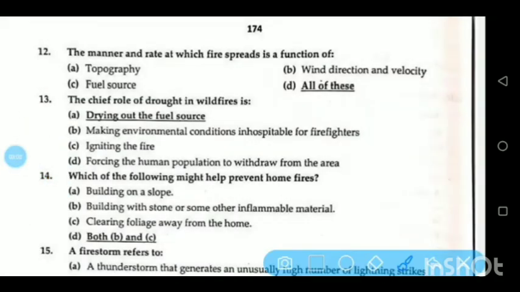The manner and rate at which fire spreads is a function of all of these: topography, wind direction and velocity, and fuel source. The chief role of drought in wildfires is drying out the fuel source. Which of the following might help prevent home fires? Both B and C: building with stone or some other nonflammable material, and clearing foliage away from the home.